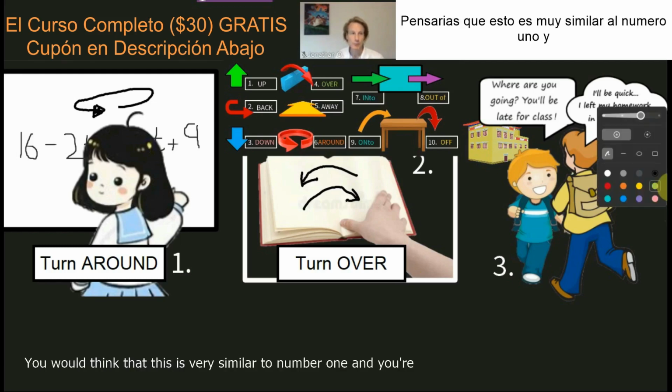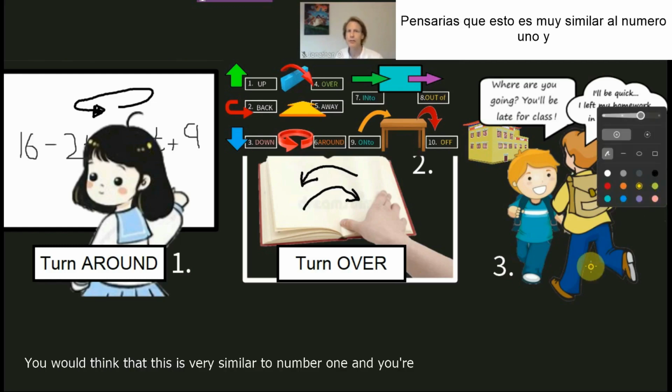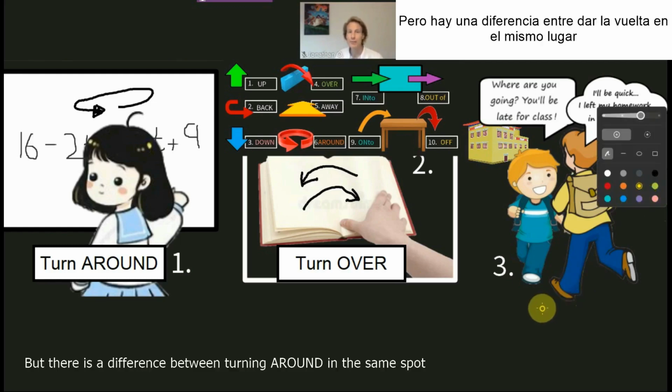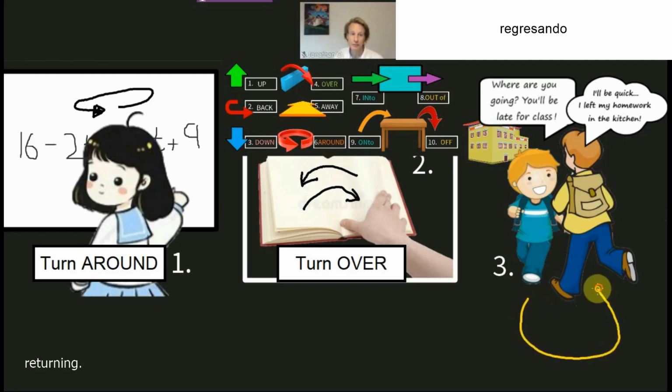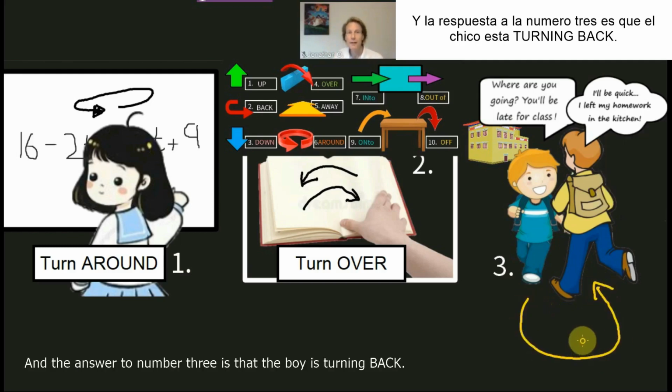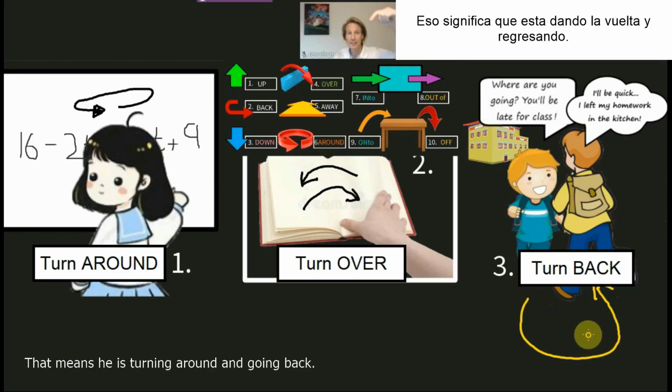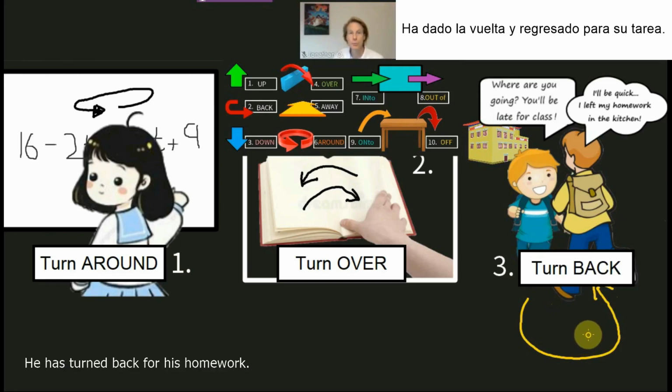Number 3. The boy. You would think that this is very similar to number 1, and you're right, but there is a difference between turning around in the same spot and returning. And the answer to number 3 is that the boy is turning back. That means he is turning around and going back. He has turned back for his homework.